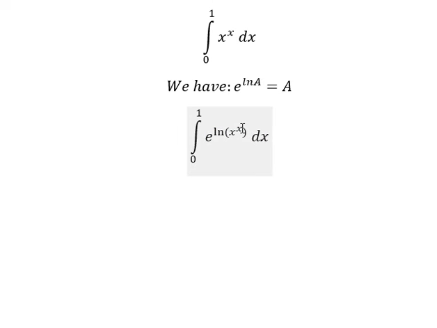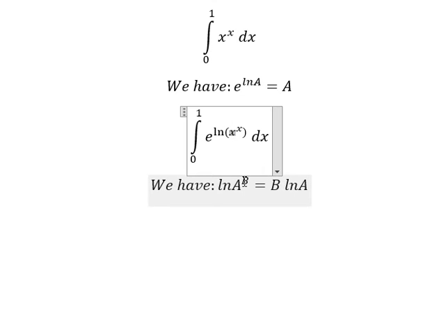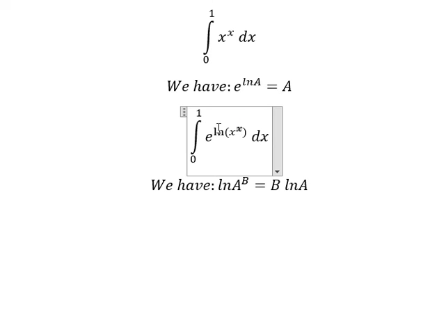Next, we have the second formula in here. ln of a to the power of b equals b ln a. So capital A in here, that is about s. Capital B in here, that is about s on the power. So we need to transform this one into this one.